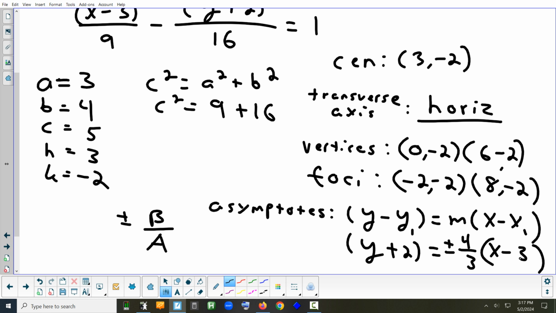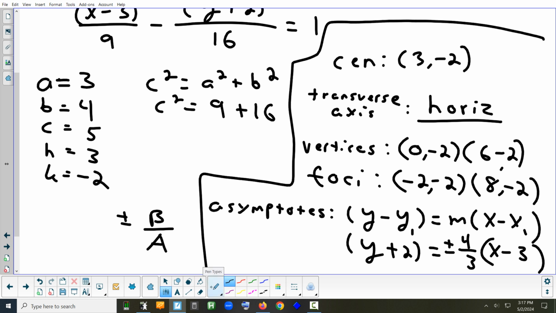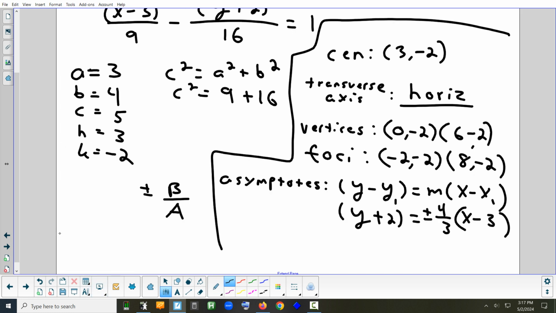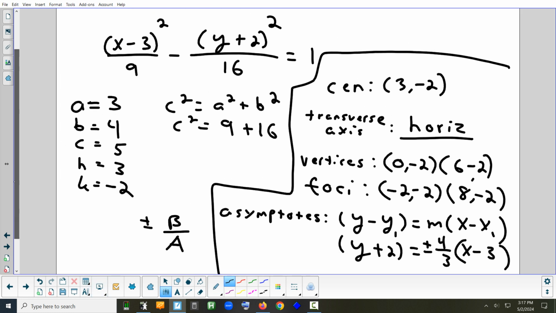All right, so any questions on all of that? Do we ever do the actual equation? Oh wait, they gave us the actual equation. Yep, this is the one where I gave you the equation.